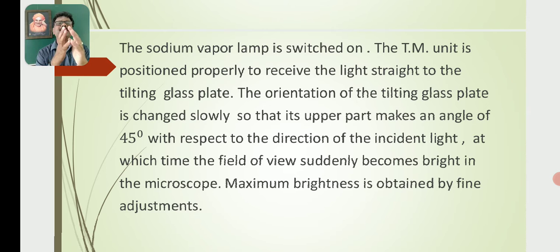The orientation of the tilting glass plate is changed slowly such that its upper part makes an angle of 45 degrees with respect to the direction of incident light, at which time the field of view suddenly becomes bright in the microscope. Maximum brightness is obtained by fine adjustments of the microscope.